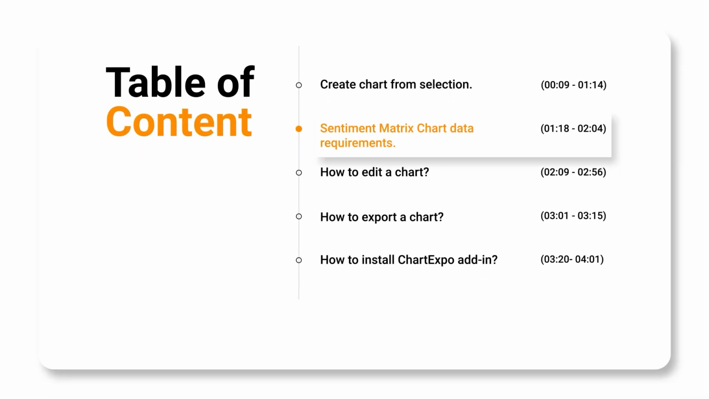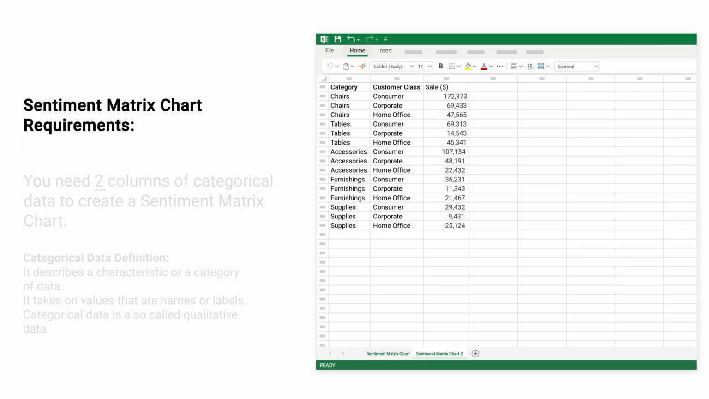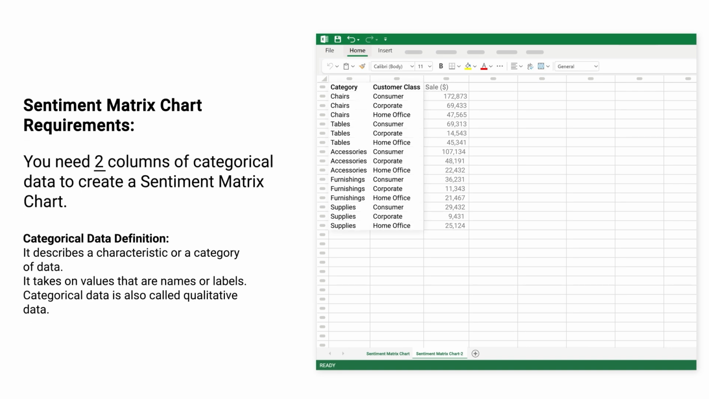Sentiment matrix chart data requirements. You need 2 columns of categorical data to create a sentiment matrix chart. Categorical data definition: it describes a characteristic or a category of data. It takes on values that are names or labels. Categorical data is also called qualitative data.